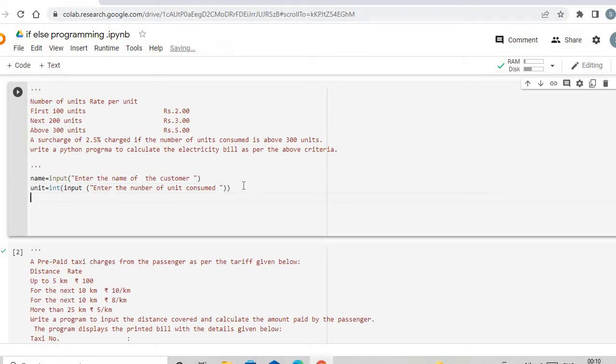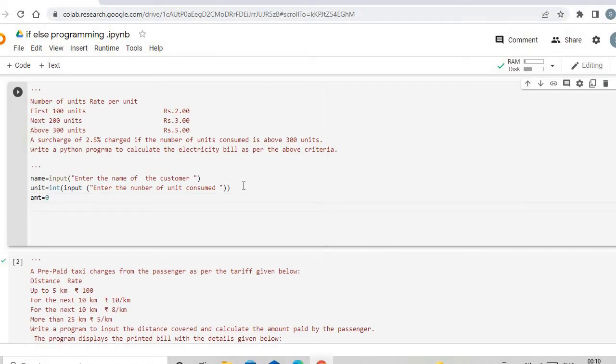Next, I am declaring a variable which will store the result of the amount. Say amount equal to 0. Now we have to use if-else statements to solve the problem.